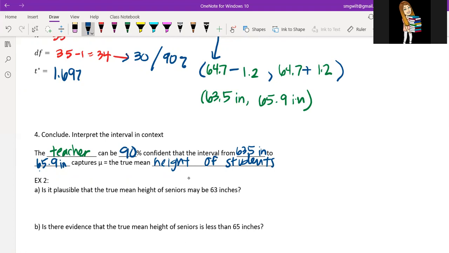It doesn't mean that it's in the middle. It could be one of those numbers, it could be something close to those numbers, it could be in the middle, anywhere. So is it plausible the true mean of seniors may be 63 inches? Really all you're asking yourself is whether 63 is between 63.5 and 65.9. The answer here is no, because 63 is not in the interval.